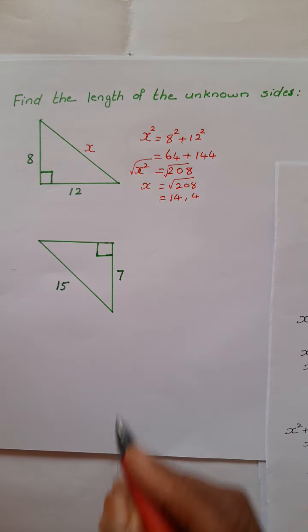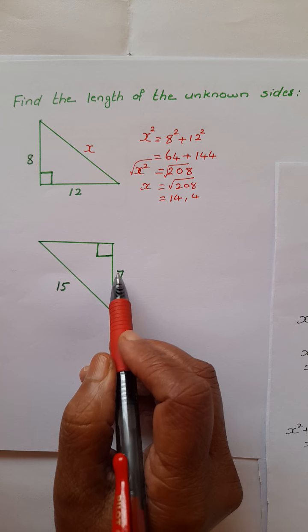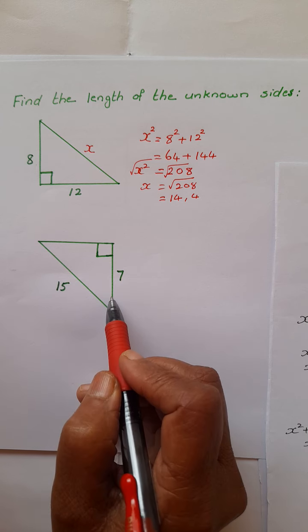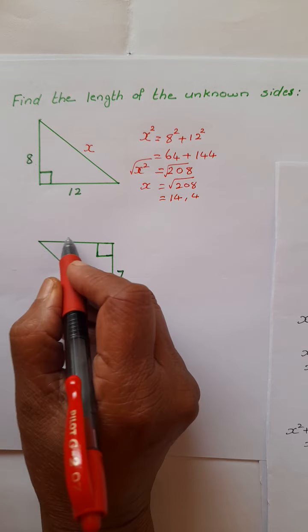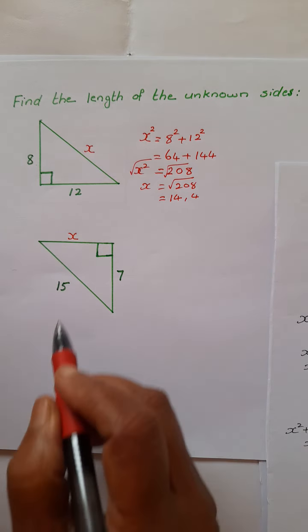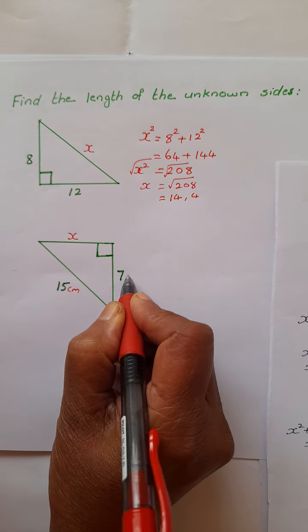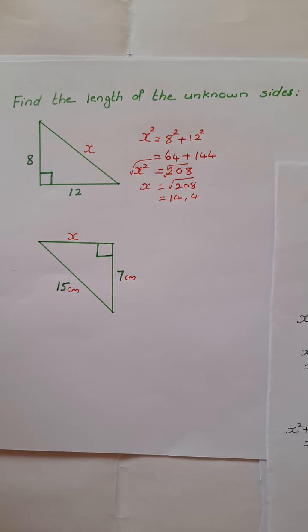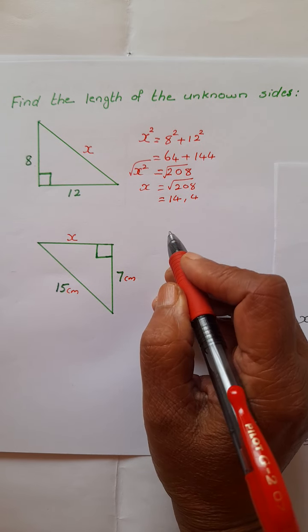Then in this case, the unknown side, we know the hypotenuse. This is the hypotenuse, and this is one of the right angle sides. So this side we don't know, so we write that one as x. Then let's say that this is centimeter and this is centimeter. Okay, so let's write the equation first.